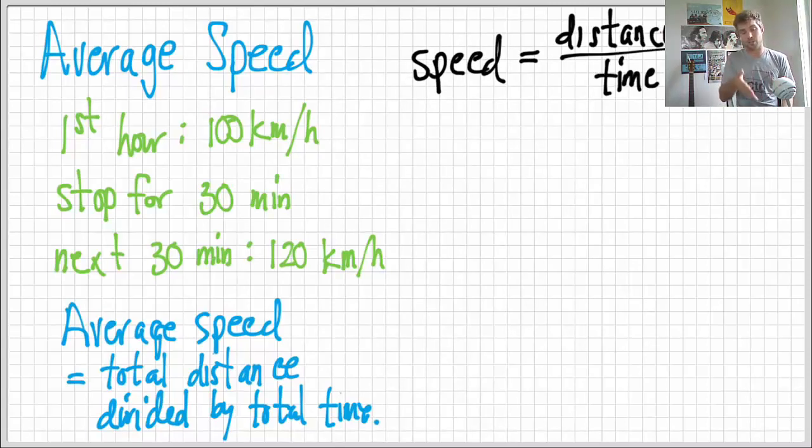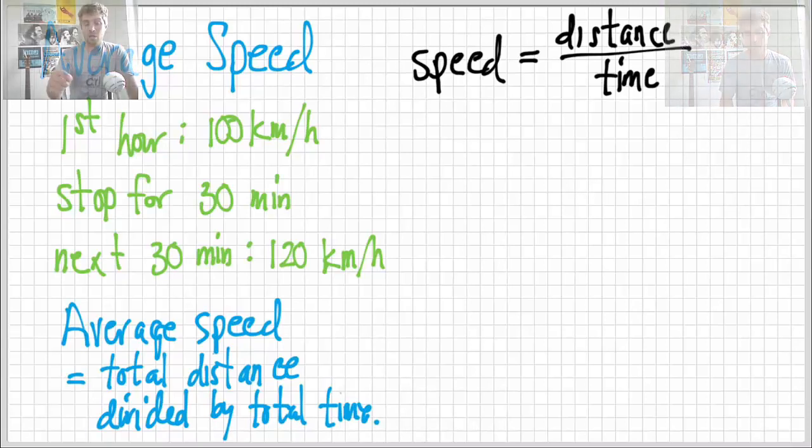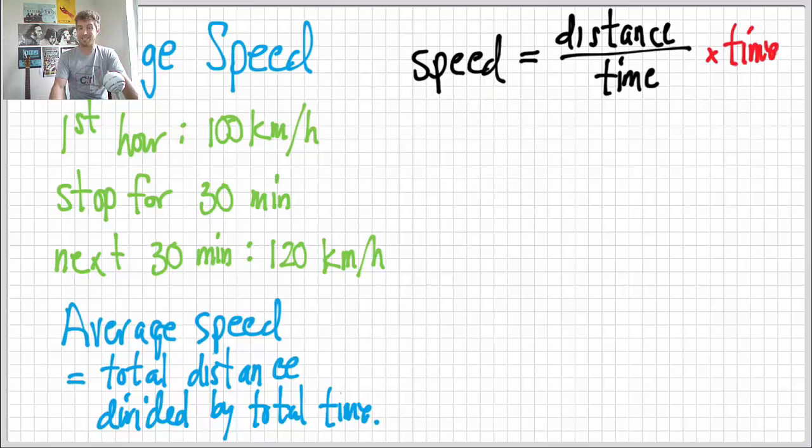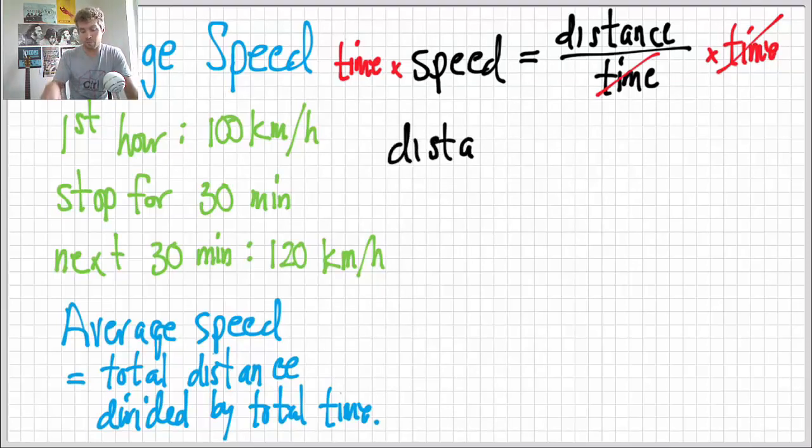Now, for this situation, we're not given distances. We're actually given speeds. So we have to work backwards and find the distances for that first and third part. We can take this equation for speed and rearrange it using algebra. We can multiply both sides by time, and then on the right hand side, time cancels on the top and the bottom, and we can then rewrite this as distance equals speed times time.